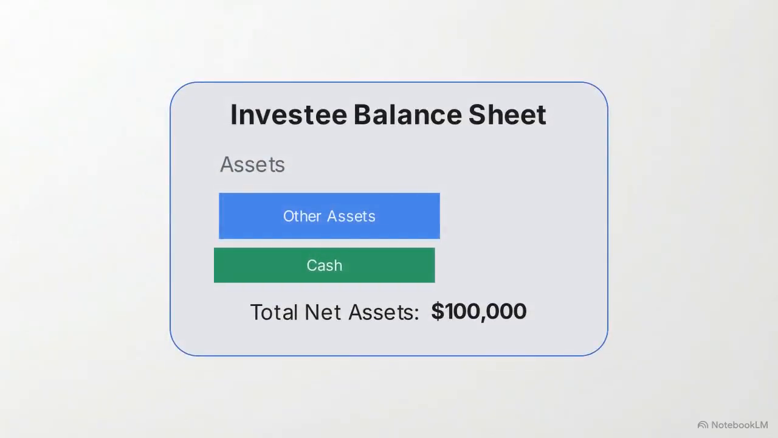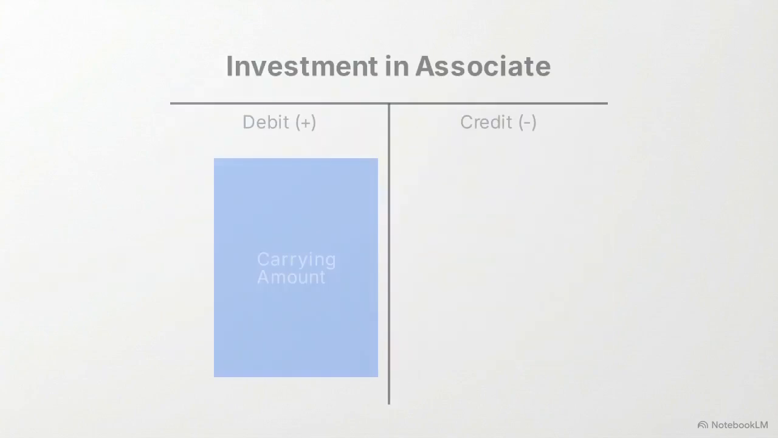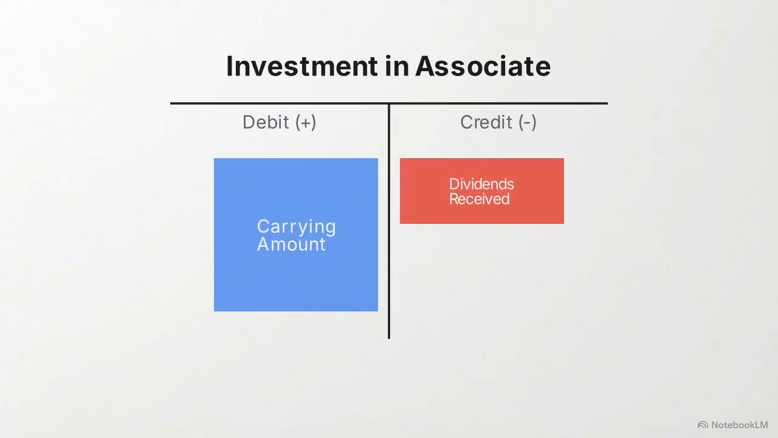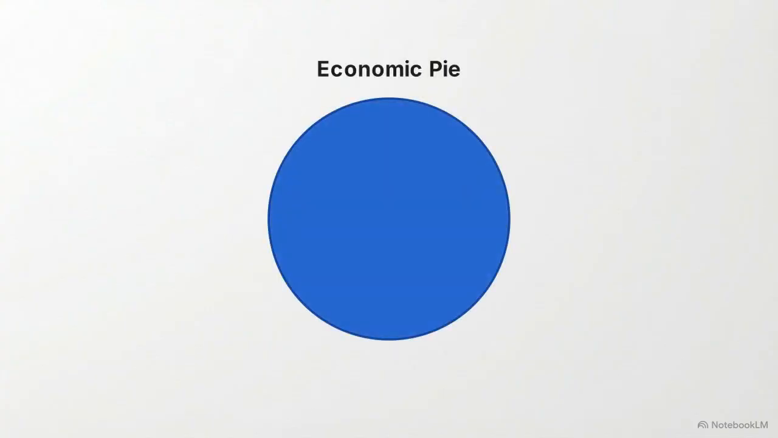When the investee pays out a cash dividend, cash leaves their balance sheet. Their total net assets shrink. Because the investee's net assets just shrank, your breathing T account must simultaneously shrink to match. You credit the investment account to reflect the extraction. There is one exception to this shrinkage rule.